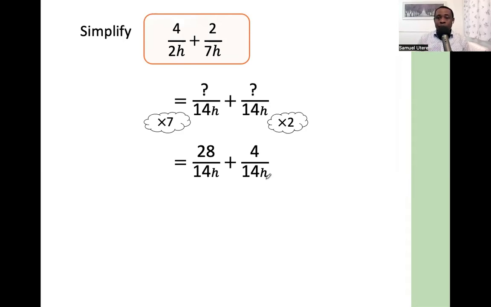And remember, if you have equivalent denominators, you can simply add the numerators. So your answer becomes 32h over 14. Of course, you can simplify it because you can see that 2 is a common number we can use to divide it. So your answer can be simplified to be 16h over 7.